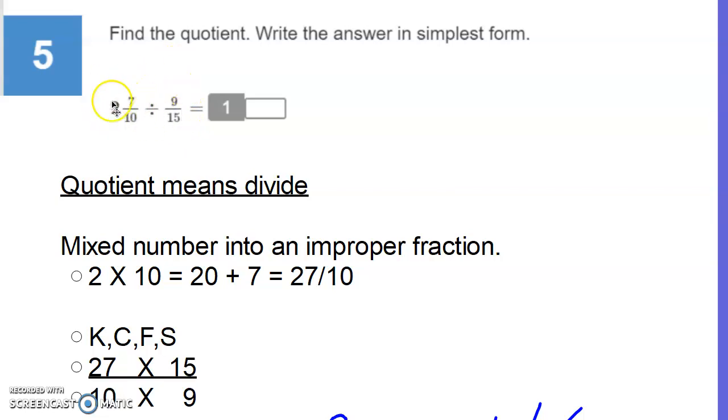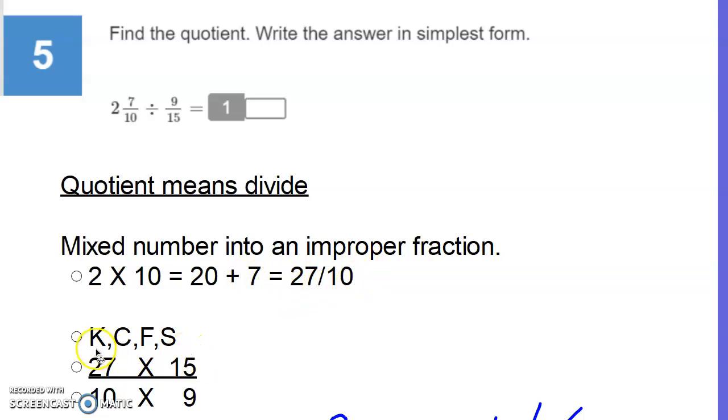So we have to change this mixed number into an improper fraction because we can't multiply everything out, so we're going to have to change it first. So quotient means to divide, so we're going to make our mixed number into an improper fraction, and we do this by taking the 2 times the 10, and that's going to give us 20, and then we add the numerator back in, which is going to be 7, which makes it 27, and we keep the denominator, which is 10.